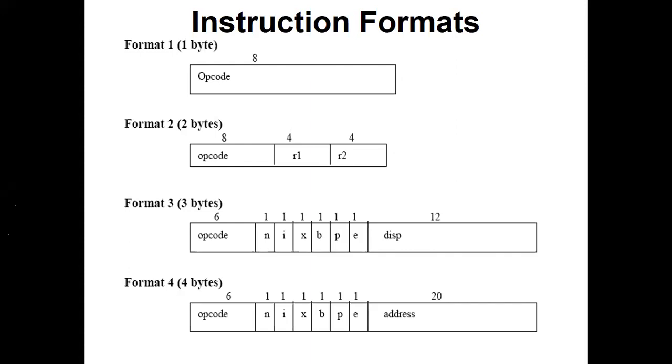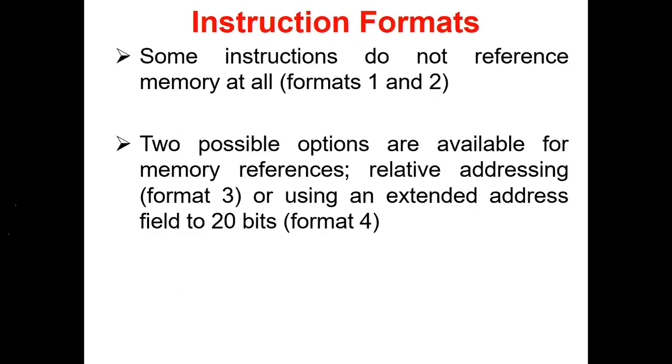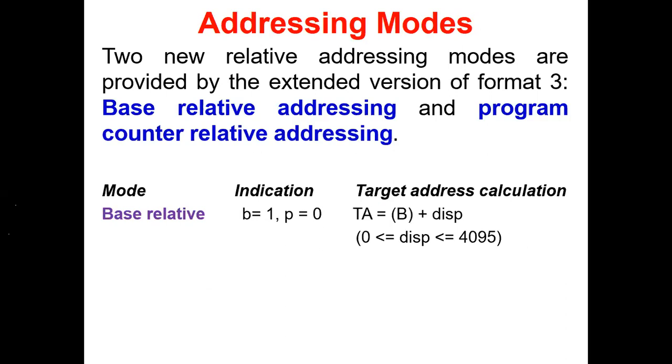Now, it means that if you want to get the target address, you will take the base register. Remember, we have got register B. You take what is in register B, and you add what you have in the displacement. Okay? So this is what I'm talking about. When B is a 1 and P is a 0, you take the contents of register B plus the displacement.